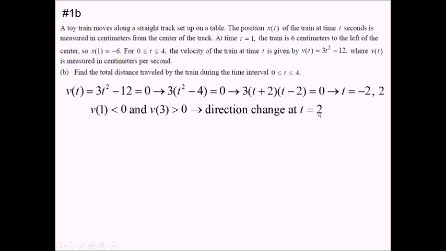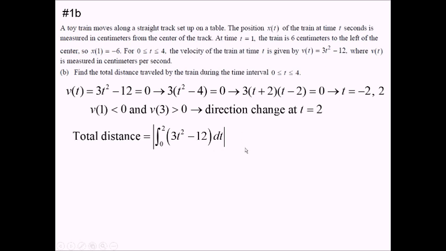That means we're going to need to use two different integrals. And we're going to have to make sure that we get the absolute value of both of them so that we're not counting distance in one direction against distance in the other direction. So for my total distance, I'm going to have the absolute value of the integral from 0 to 2, my direction change, of my velocity function, 3t squared minus 12. And I'll write out the whole thing because I'm going to have to do this by hand. This is a no calculator problem.